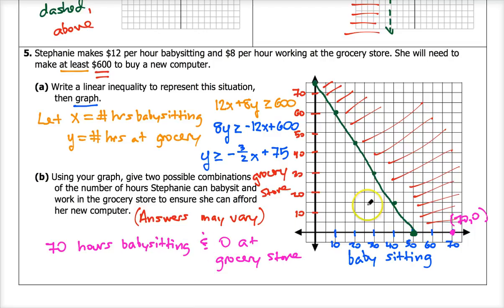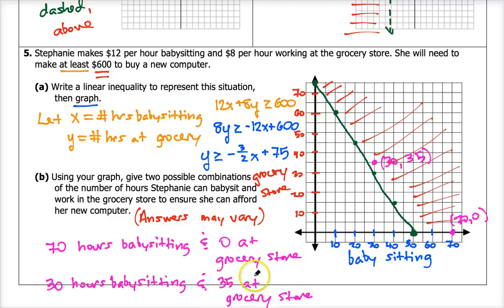Let's think of another possibility. Let's find one that's actually inside the shaded region. So I could go to this point right here. This is in my shaded region, and this is the point (30, 35). And so what that means is that Stephanie could work 30 hours babysitting and 35 at the grocery store, and she'd also get her $600. So lots of different possibilities for part B's answer. As long as you give me two ordered pairs that would make that inequality true, then you're good to go.